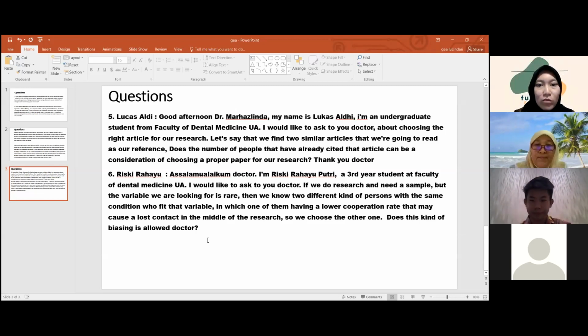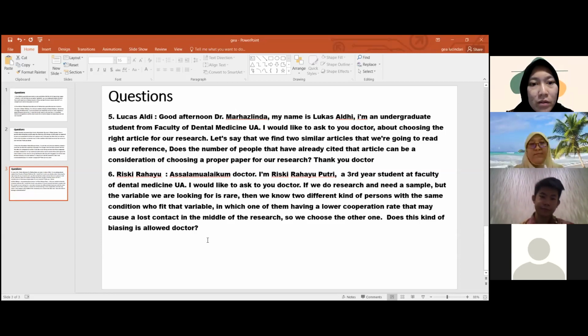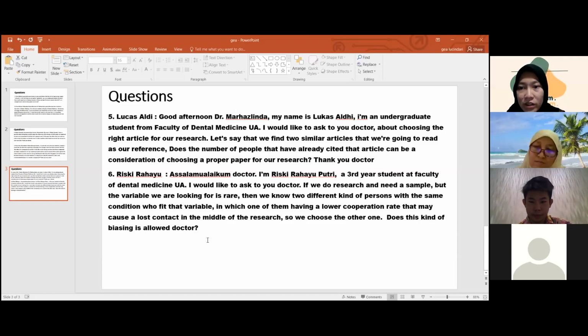I would like to ask you, Doctor, if we do research and need a sample, but the variable we are looking for is rare. Then we know two different kinds of persons with the same condition who fit that variable, in which one of them has a lower cooperation rate that may cause a lost contact in the middle of the research. So we choose the other one. Thus, is this kind of bias allowed?